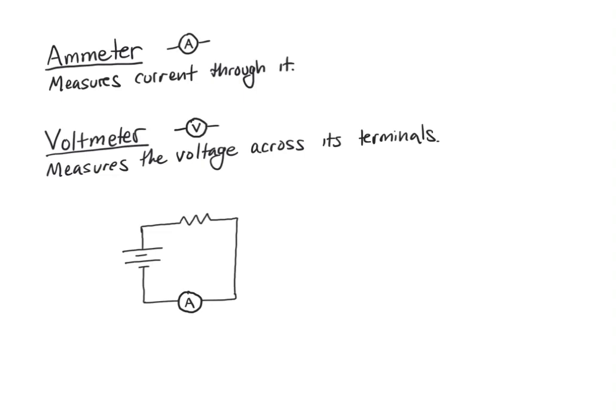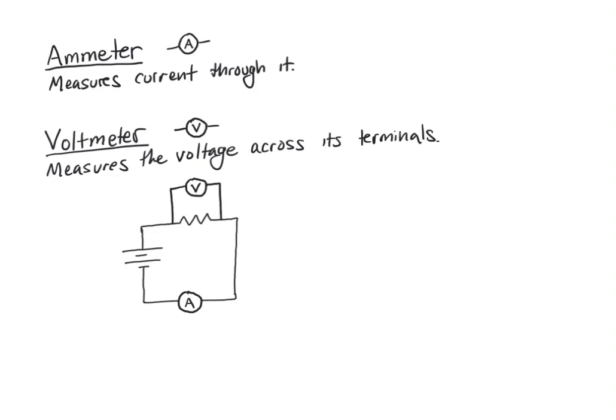Voltmeters work a little bit differently. In theory, it's a little bit more complicated, and in practice, it's actually easier because you don't really have to disassemble a circuit in order to move a voltmeter around. For example, if I want to measure the potential difference across the resistor, I have to connect one end of my voltmeter to one side of the resistor, and the other end of my voltmeter to the other side.